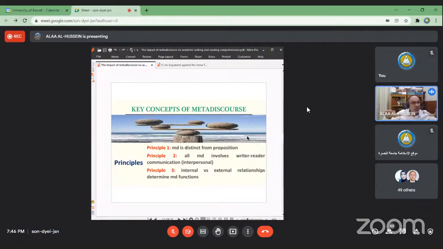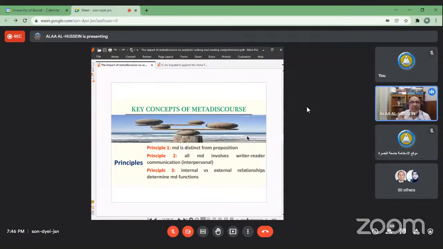So all meta-discourse, whether textual or interpersonal, as many meta-discourse researchers call them, all these meta-discourse markers and items function interpersonally. They are interpersonal meta-discourse markers.